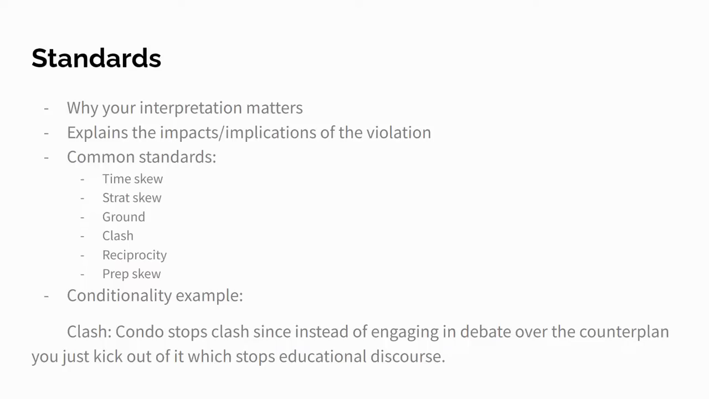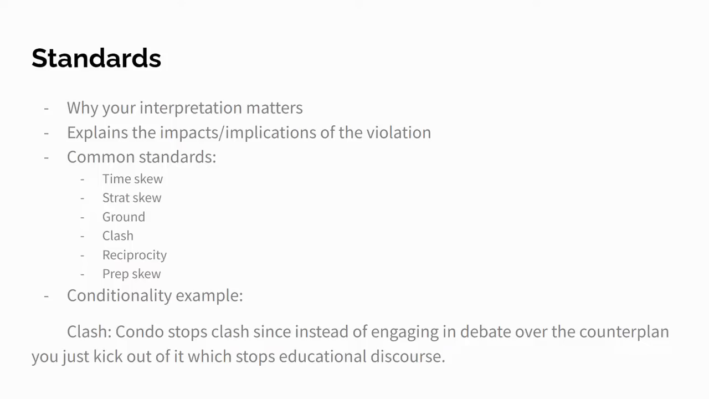An example of a standard for time skew could look like: time skew. The negative makes us more time crunched, or they limit the amount of time we have, they basically create some kind of skew in terms of time allocation, and that's bad. Next is strat skew, which talks about how there's some sort of strategical unfairness in the round, i.e. the negative gets a strategical advantage over us, which is unfair and should be a standard for the theory shell.